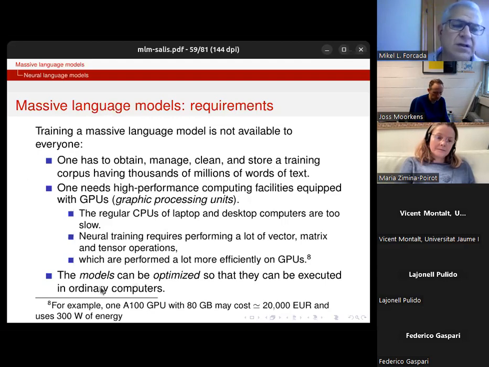When you have a model, then you can sometimes optimize it so you can execute it on an ordinary computer. For example, the open model that I showed before, the EleutherAI one, if you have a largish desktop computer, you can probably make it run.